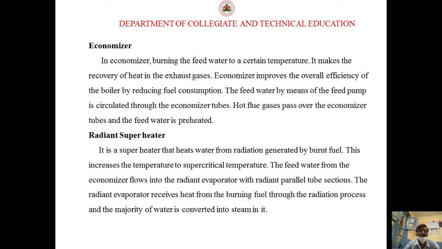Radiant evaporator. It heats water using radiation generated by the burnt fuel. This increases the temperature to the supercritical temperature. The feed water from the economizer flows into the radiant evaporator with a radiant parallel tube section. The radiant evaporator receives the heat from the burning fuel through the radiation process, and the majority of the water is converted into steam.